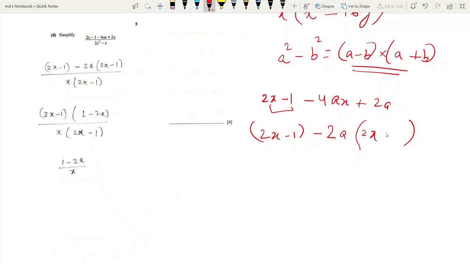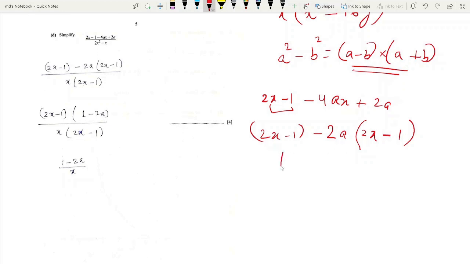But this is a very important point. Most of the students are taking minus 2 common, and again they are writing plus sign because it is plus. No, this is plus sign. We have already taken minus. So here we will write minus first of all, so that minus times minus will give you plus. And this is 2a. 2a already we have written, so here it will be 1.